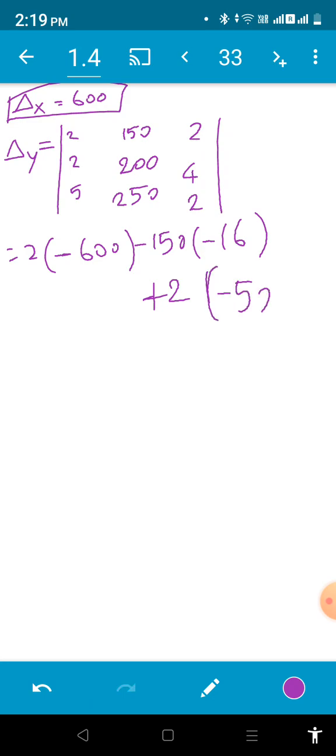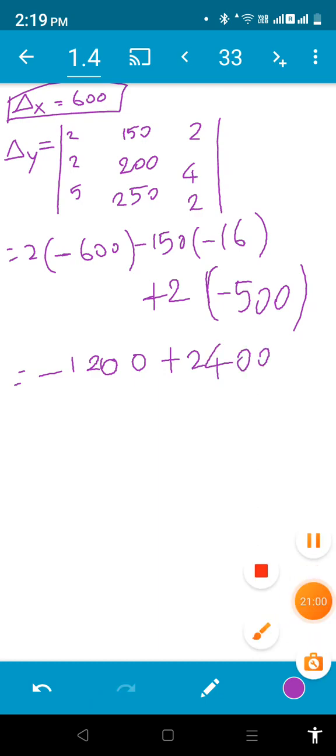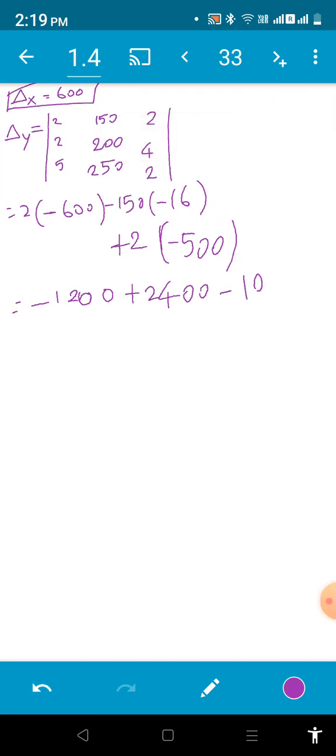So I take this multiplied value, minus 1200, plus this multiplied value 2400, then similarly this multiplication value is minus 1000. So I evaluate and get delta y is equal to 200.